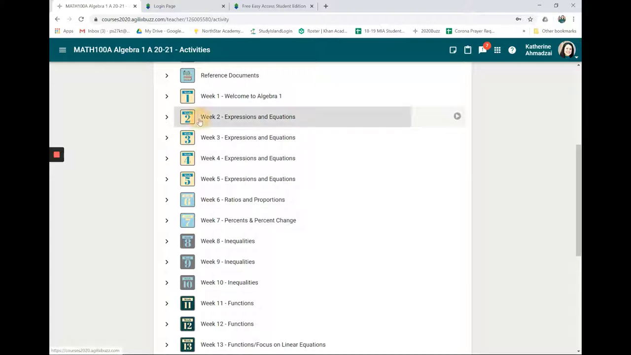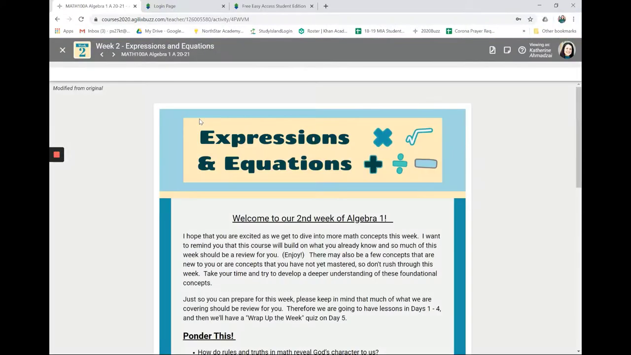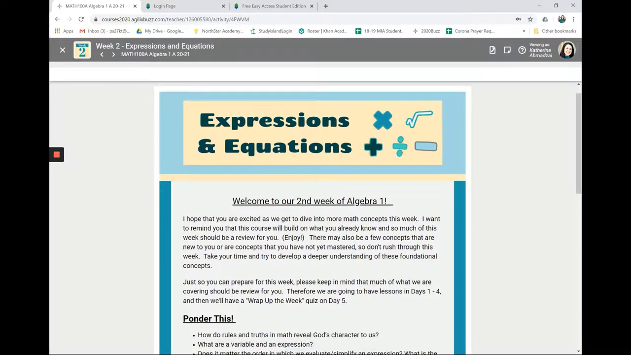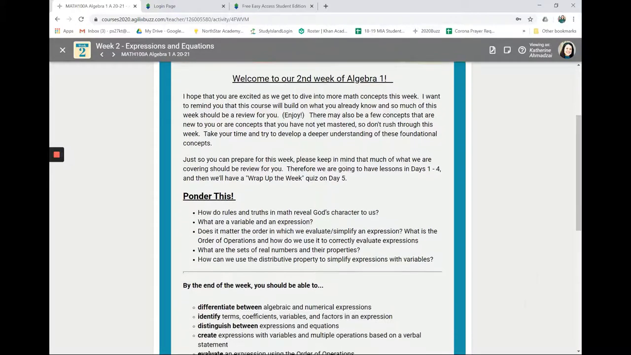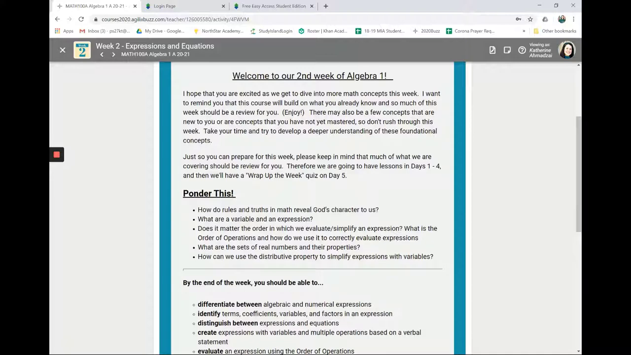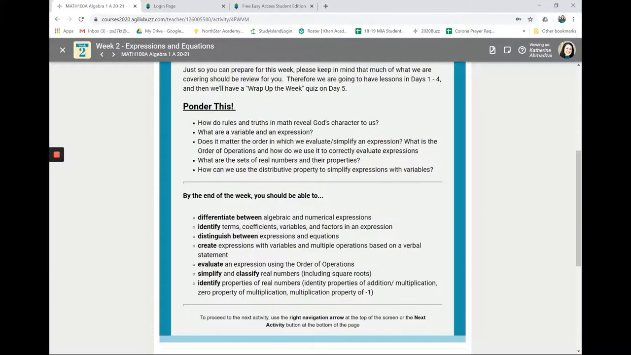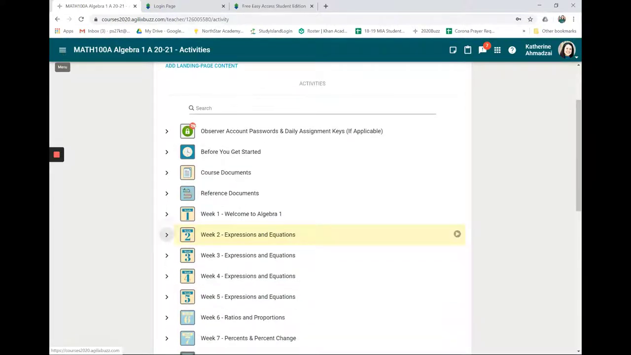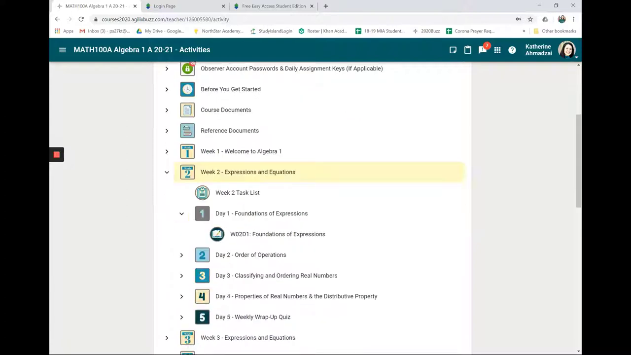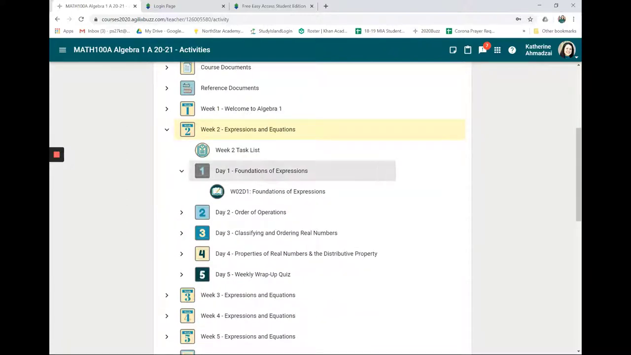So I'll click here. Each week begins with a basic overview page, a little introduction to the week, some questions to help students start thinking about the main concepts for the week, including questions that focus in on our biblical truth for the unit, and then some objectives of what students should be able to do by the end of the week. After students have prepared themselves for what's coming up this week, they can go ahead and start in the lessons. They're broken down by day, so we'll have day one.